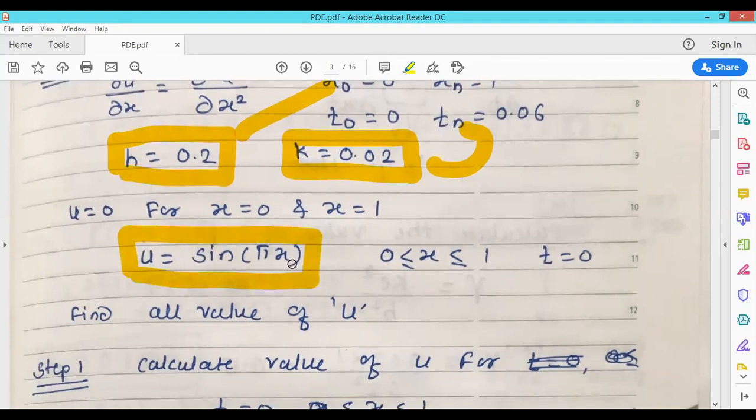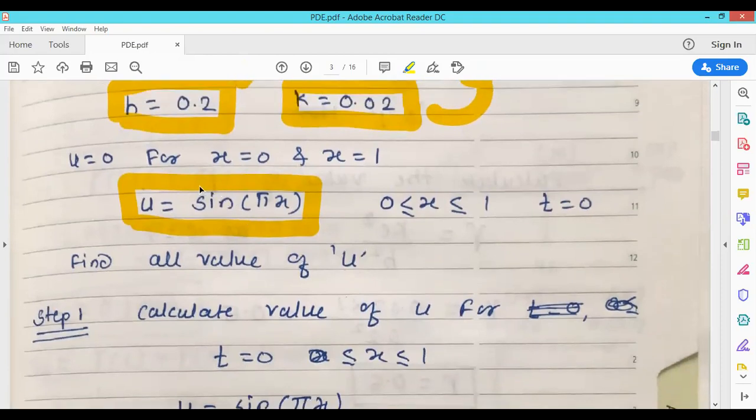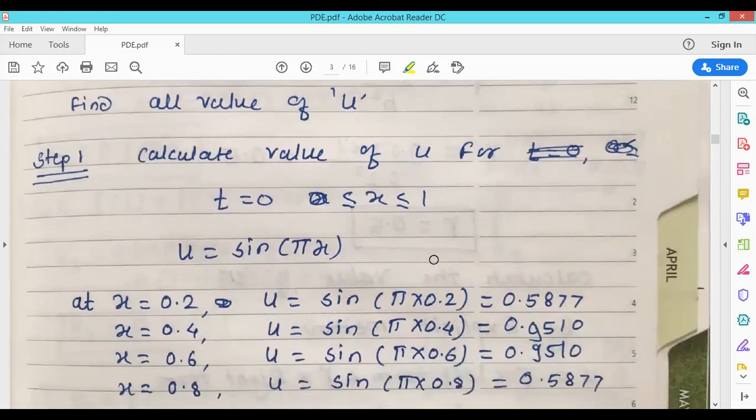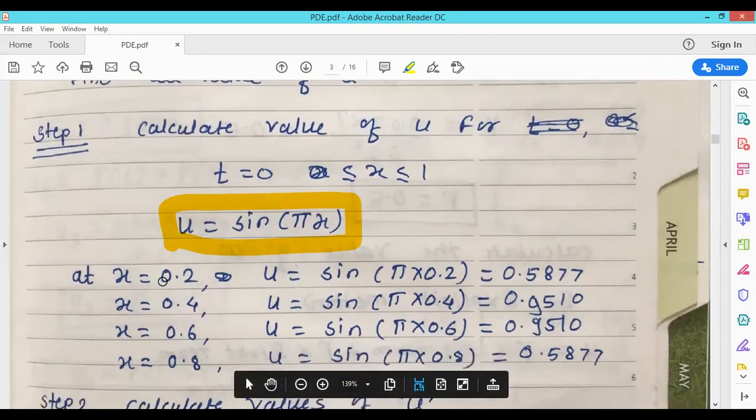When there is a trigonometric function, the mode of your calculator should be radian. You have to remember that. Then, the first step is to calculate the value of u for t equal to 0, starting from x equal to 0 to 1. u is sine of pi x, so here we put the value of x and find the value of u. The first case is x equal to 0.2.